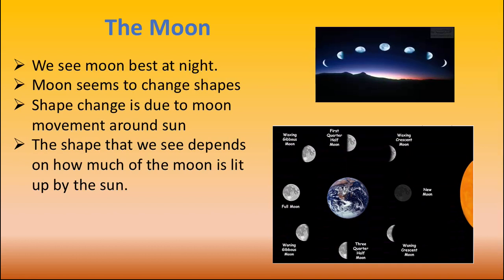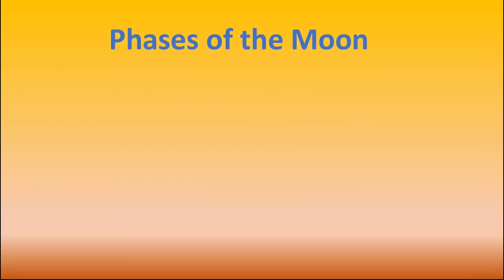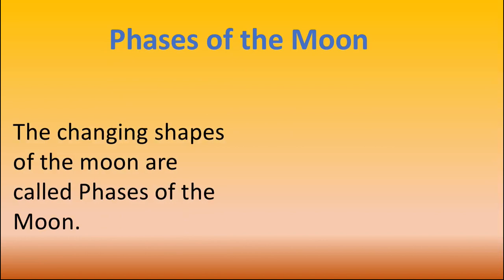These changes in the moon's appearance from our view on earth are called moon phases. This graphic shows all 8 phases as we see them as the moon makes a complete orbit of the earth, about every 4 weeks or 28 to 29 days. Phases of the moon. The changing shapes of the moon are called phases of the moon.